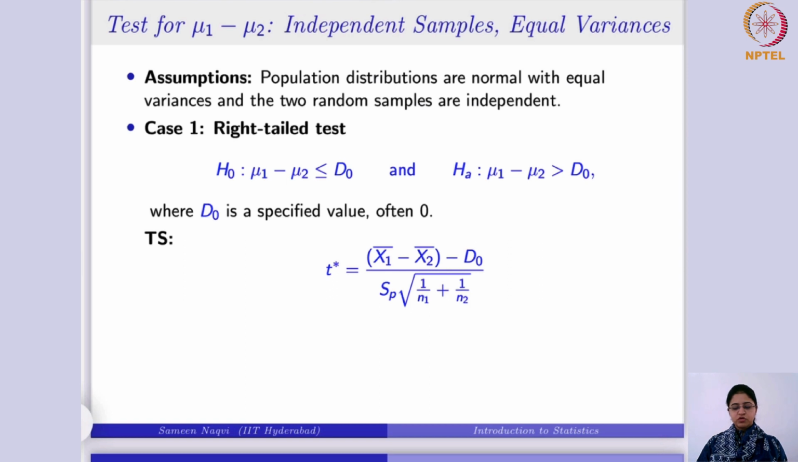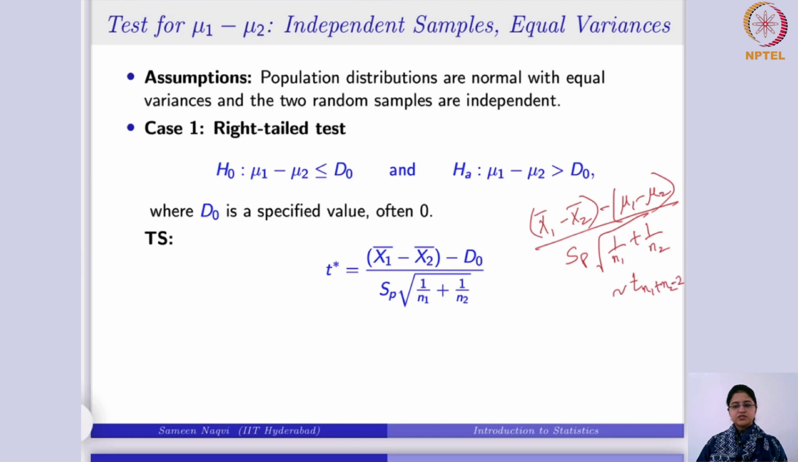So if you recall, we had that (x1 bar minus x2 bar minus (mu1 minus mu2)) over sp times the square root of 1 over n1 plus 1 over n2. So these are the sample sizes for the two populations, n1 and n2. Sample means are x1 bar and x2 bar, and mu1 and mu2 are their population means. And this would follow a t distribution with degrees of freedom n1 plus n2 minus 2.